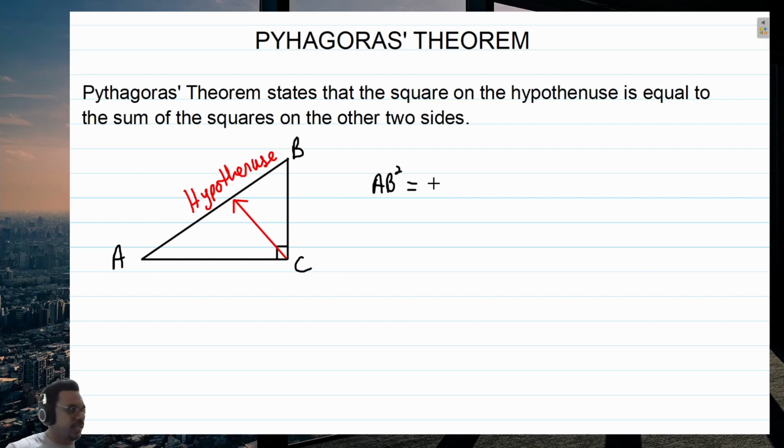So the other two sides would be BC, and we square that, plus AC, and we square that as well. So what we have is AB squared is equal to BC squared plus AC squared. Now it doesn't matter the order of these two sides. You could have the AC squared first and then the BC squared. Addition is commutative, therefore we can write any one first.